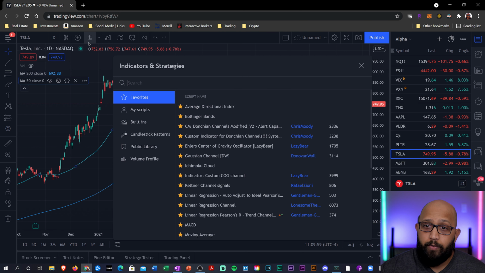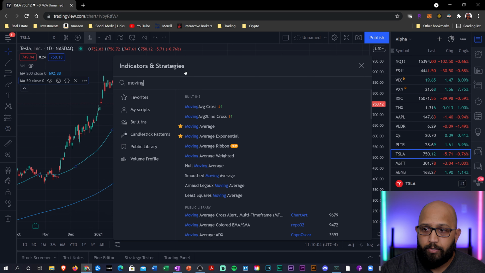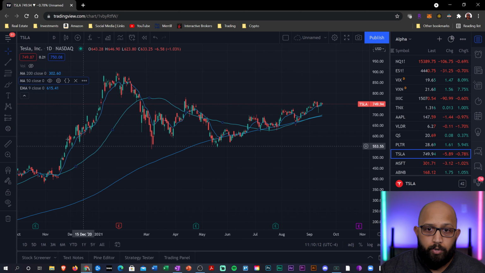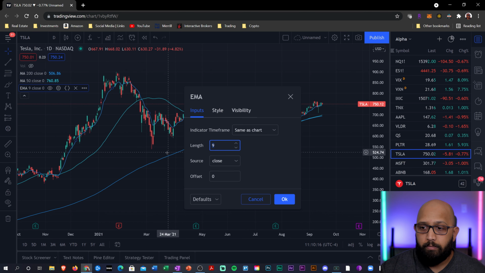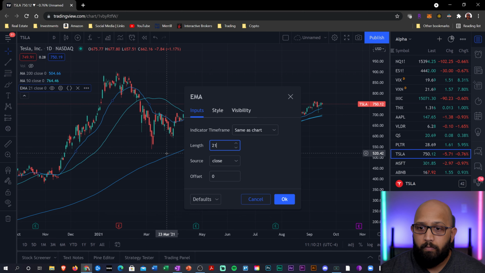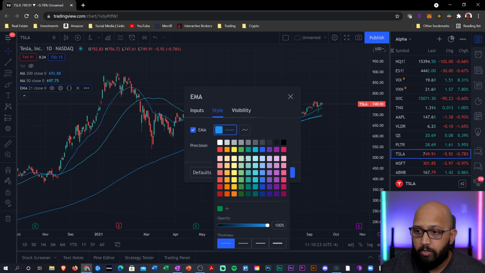Now let's add another moving average. You can add as many as you want. Some people have a whole bunch of moving averages. Let's use an exponential moving average. So more recent price. So what I want to do with the exponential moving average is use, let's say, the 21. So the last 21 days, the last 3 weeks. We're going to add that to our chart. We'll change the color to red or yellow to see it a little bit better.